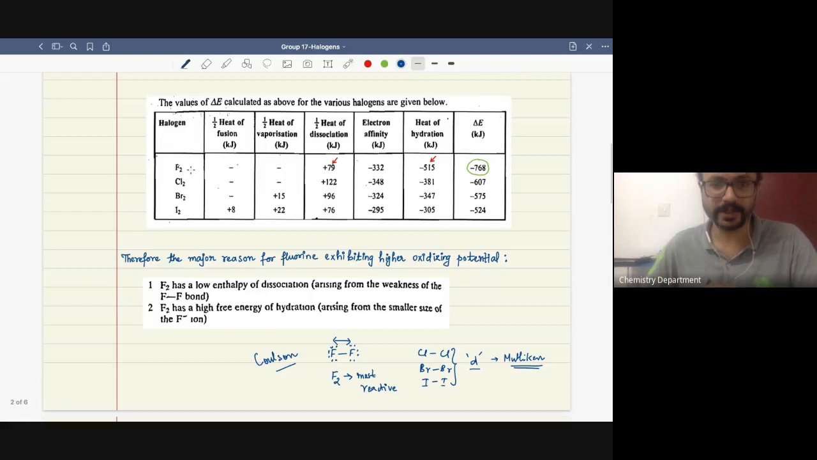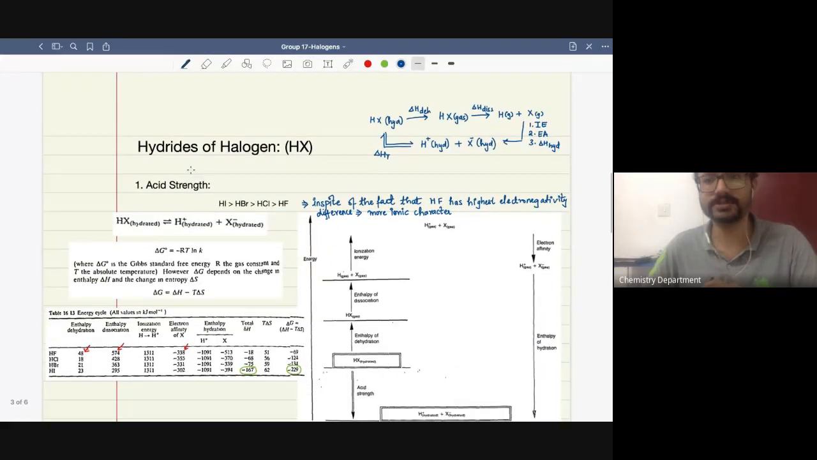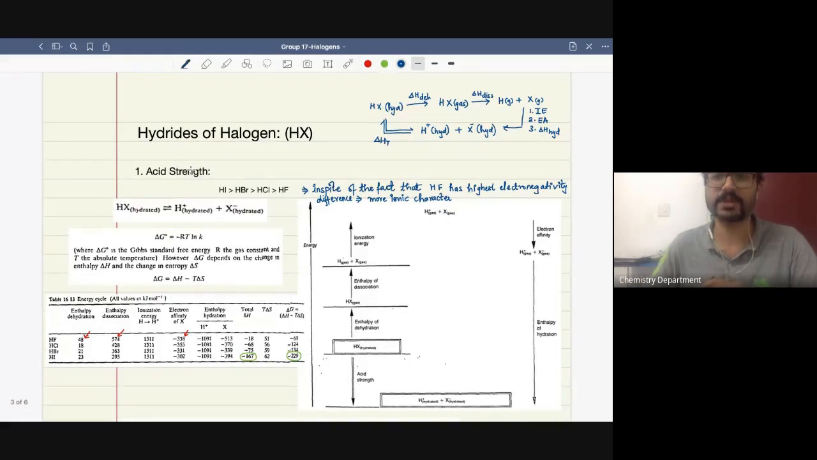Moving further, coming to the hydrides of halogen. This is another topic that you have to study here, that is hydrides of halogen. So the most common hydrides of halogen that are formed are hydroiodic acid, hydrobromic acid, hydrochloric acid, and hydrofluoric acid. These you are pretty familiar with.